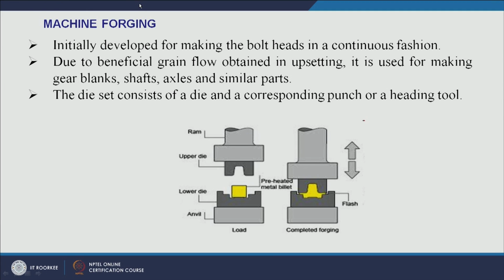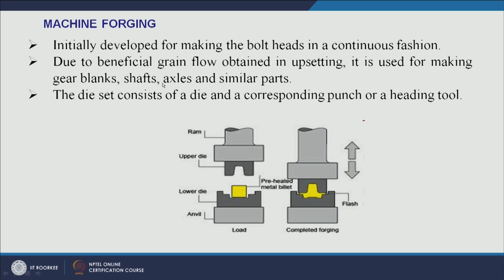So, as far as the machine forging, just as I have described, initially the machine forging was developed for making the head of the bolts in continuous fashion. The advantage of this is that it helps to regulate the flow of the grains in such a way that we can have the grain orientation in a favorable manner, so that desired properties can be achieved.